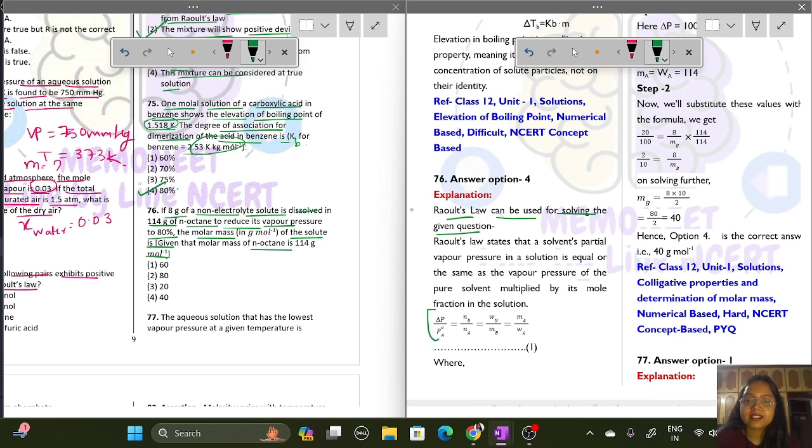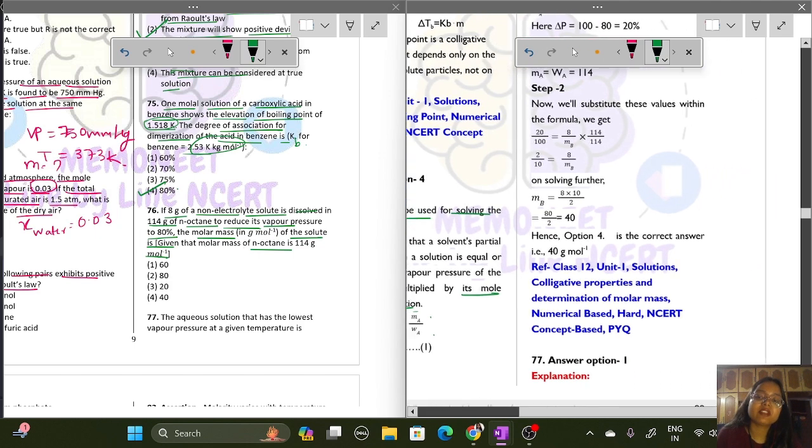Now, Raoult's law can be used for solving the given question. Raoult's law is used for solving the above question. And if we combine it with mole fraction, then delta P by P naught A is equal to nB by nA, equal to WB by MB into MA by WA. This equation is there.